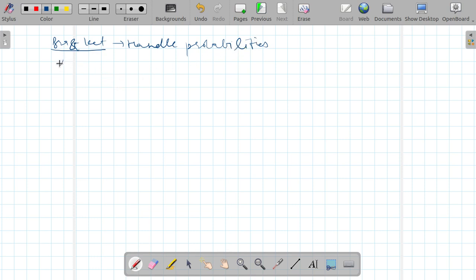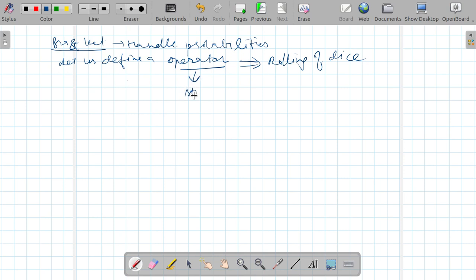So let us define the operator. Here, what our operator is, the rolling of dice. So we call it a rolling operator, the operator representing a rolling of dice. And this operator, which defines the rolling of dice, stores the dice values. And what are the dice values? Dice values represent the sum of two dice. So the sum is varying from 2 to 12.